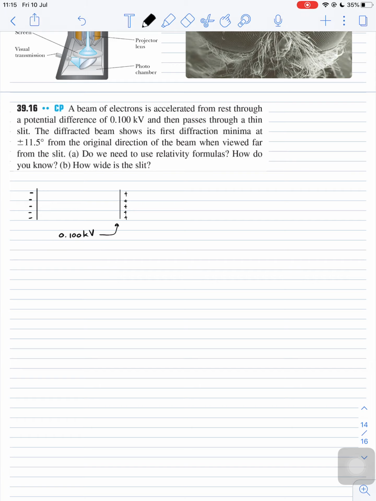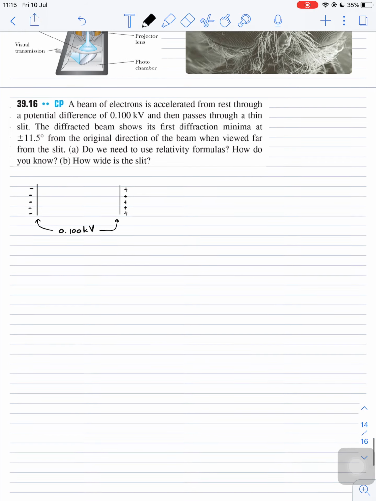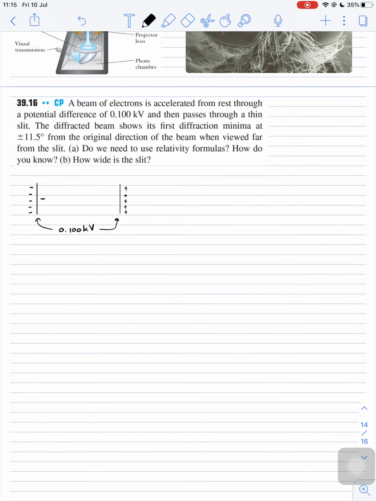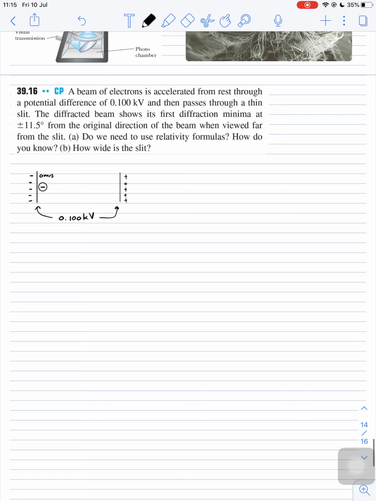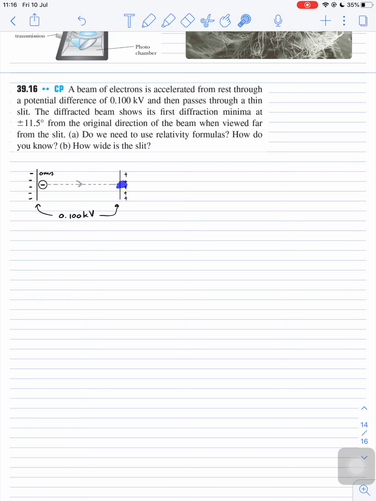This will be the potential difference between the two plates, and then the electron. Let's say the electron is just at rest from this position, so we have the speed 0 meters per second. Now the electron will be accelerated from the left to the right. It's going to follow this path, and the electron will be speeding up, and then it's going to pass this small hole here.